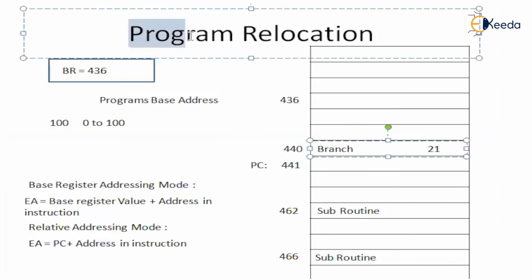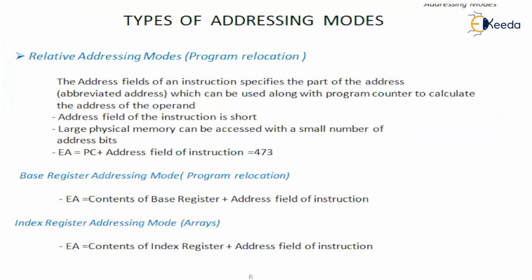In order to have this program relocation done dynamically, we are going to use either base register addressing mode or relative addressing mode. And then there is something called index register addressing mode. The definition of base register addressing mode and index register addressing mode will be equal, right? Because we are adding the contents of either the base register or the index register to the address part of the instruction. But the implementation is different. Index register addressing mode is used to implement arrays.